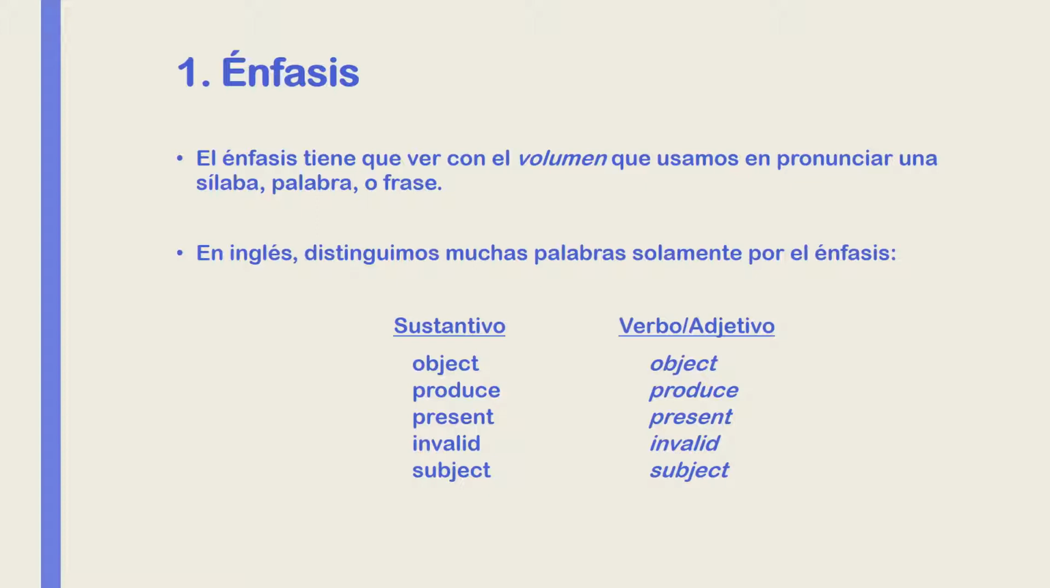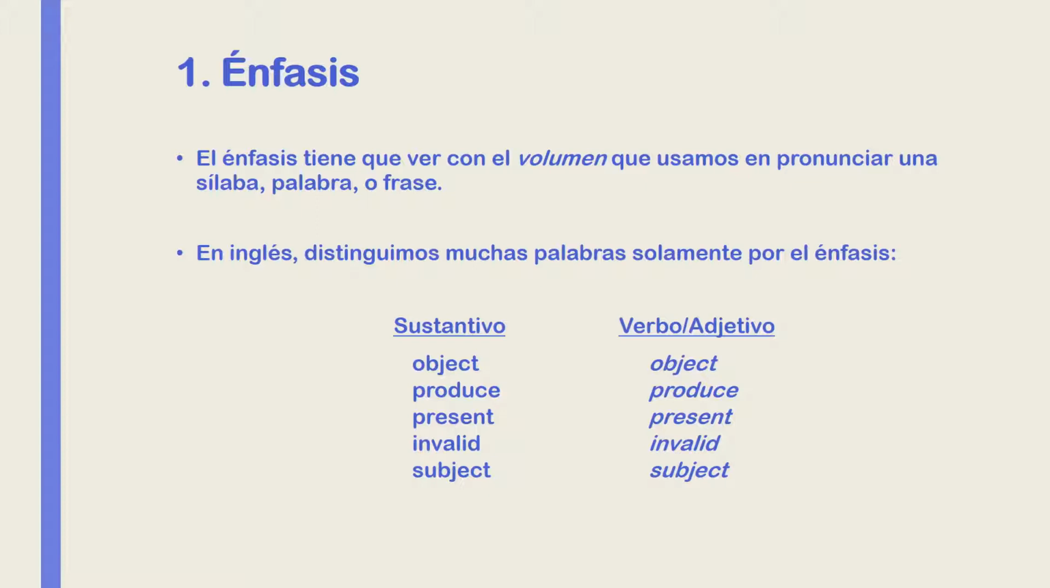En English o en inglés, distinguimos muchas palabras solamente por el énfasis. Unlike Spanish, in English, we often change what syllable of a word we stress in order to make a different word. So, for example, sustantivo, la columna a la izquierda, all of these words are nouns, whereas la columna a la derecha are all verbos adjetivos.